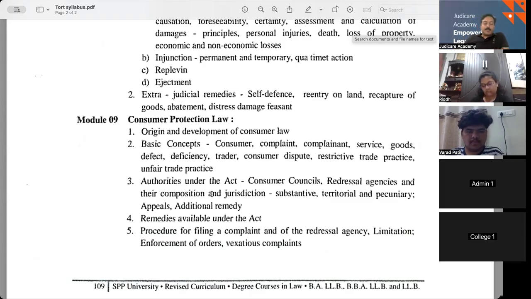A complaint is defined as an allegation of a defect in a good or deficiency in a service, which leads to the filing of a grievance. So when a consumer grievance is filed, why is it filed? Because it alleges something about a defective product or a deficient service by somebody, and that is what is called a complaint. The person making the complaint is the complainant.